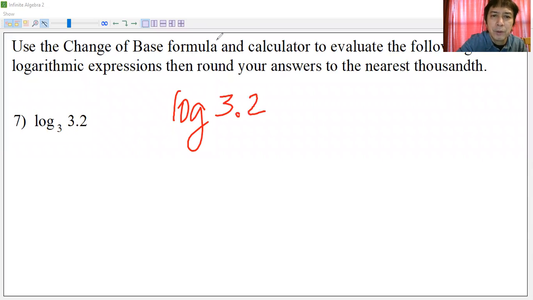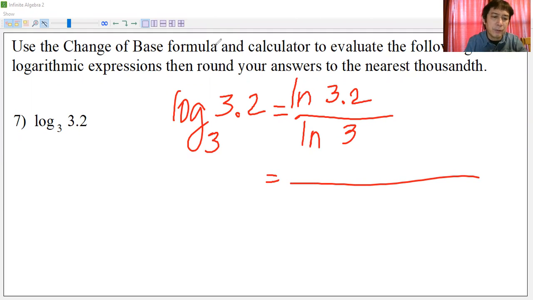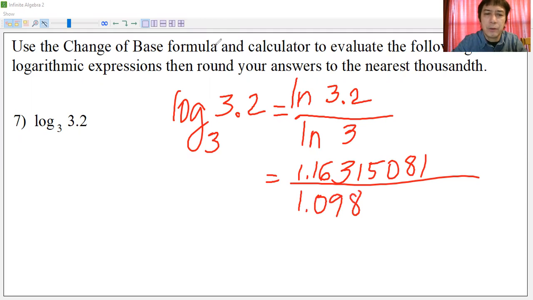Logarithm of 3.2 base 3. We shall try doing it using the natural logarithm: ln 3.2 over ln 3. So we'll use natural logarithm. ln 3.2 is equivalent to 1.163150810. And then ln 3, we have 1.098612289.